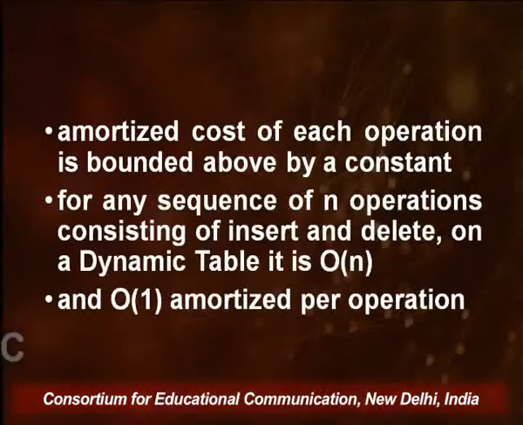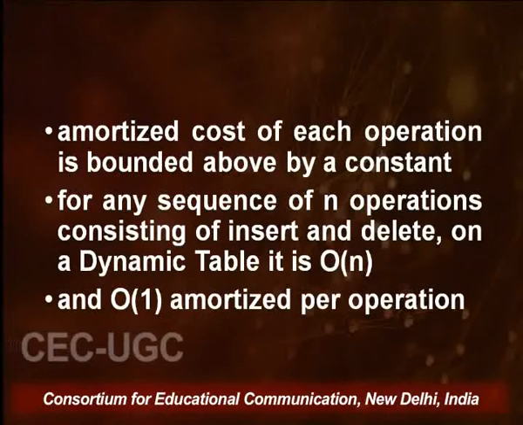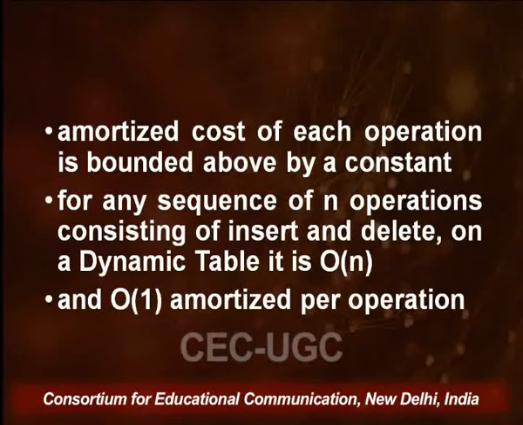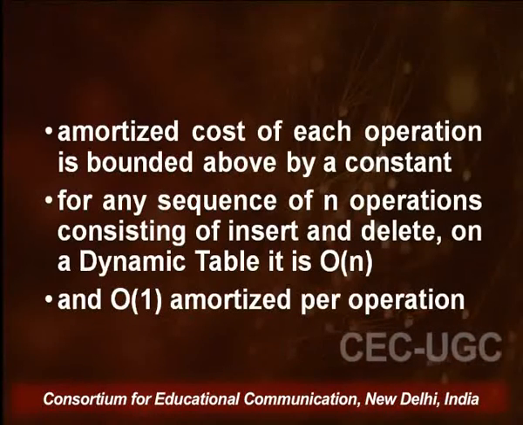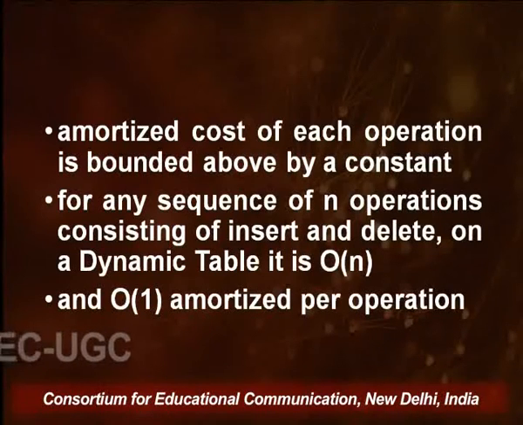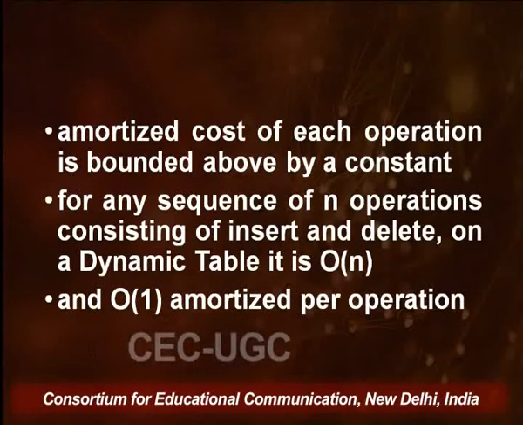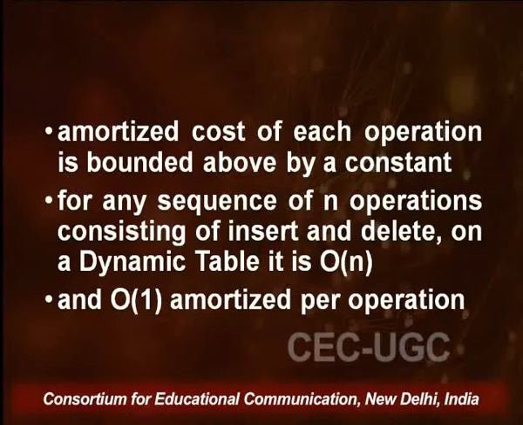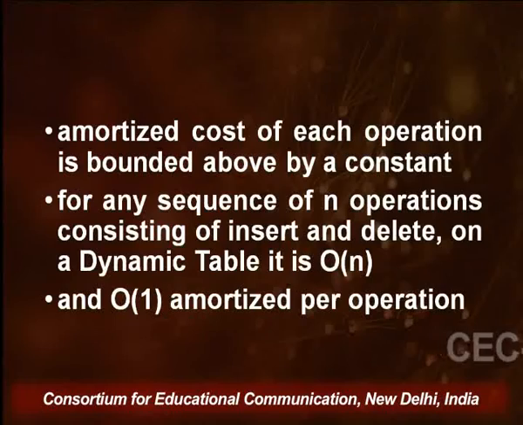So, here what is the result which is being established: that the amortized cost of each operation is bounded above by a constant, and for any sequence of n operations, whether it is going to consider the insertion operation or the deletion operation, the sequence of n operations is going to have a cost of order n for the sequence and order 1 per operation. This is what we are talking about with amortized cost.